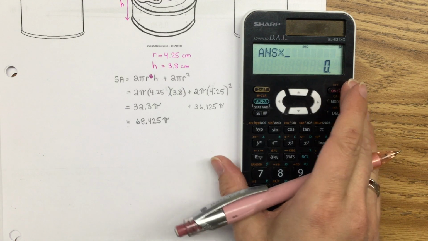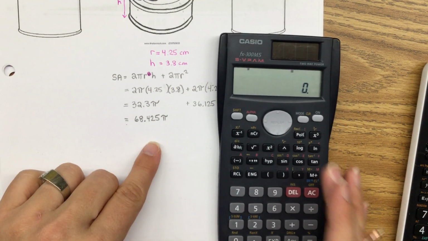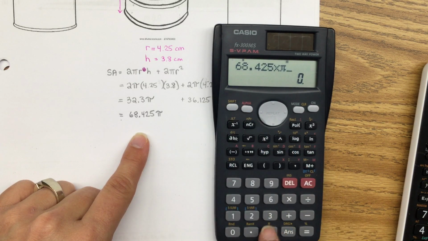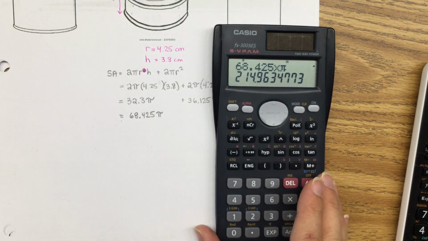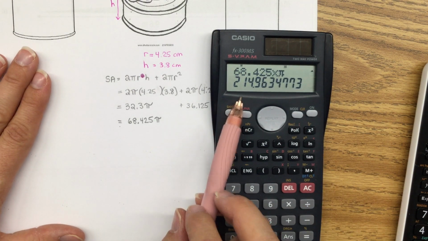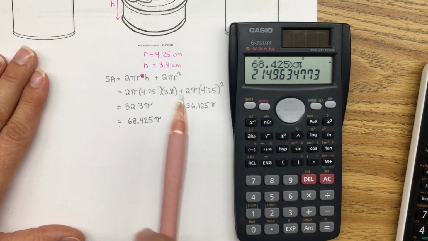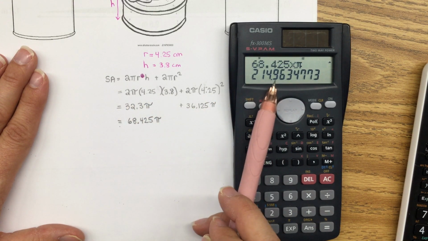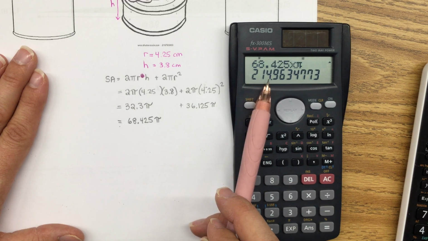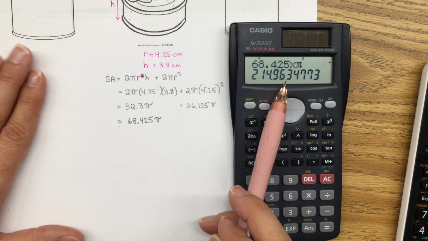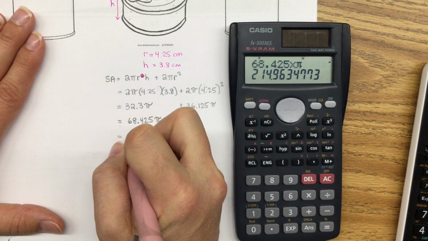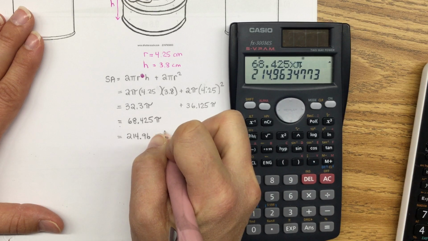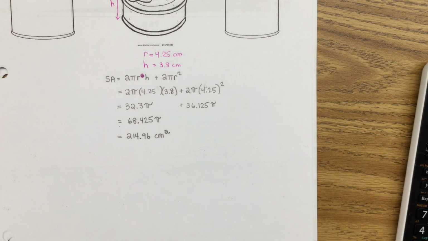And if I now multiply that by pi, that will give me, oh, that's right, this calculator doesn't have pi on it. It's so weird. Okay, 68.425 times pi equals this long irrational number, right? Now let's take a look. We have 2 decimal places. That's the largest number of decimal places that we have, so we're going to round this to 2 decimal places. So it'd be 214.96, because the 3 is less than 5. So 214.96 centimeters squared.